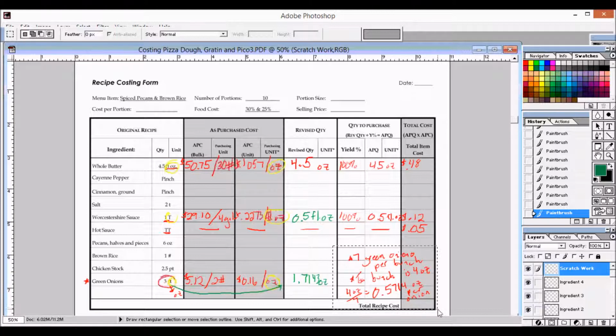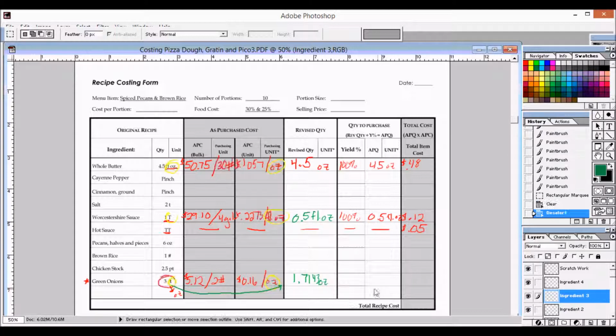Take a moment to check that and verify that it's good to go. So we took the weight of a bunch, 4 ounces, divided by 7, which is roughly how many green onions there are per bunch, and that gave us that 0.5 something, and we multiplied it by 3 to get 1.7143. And that's the revised quantity for the green onions.